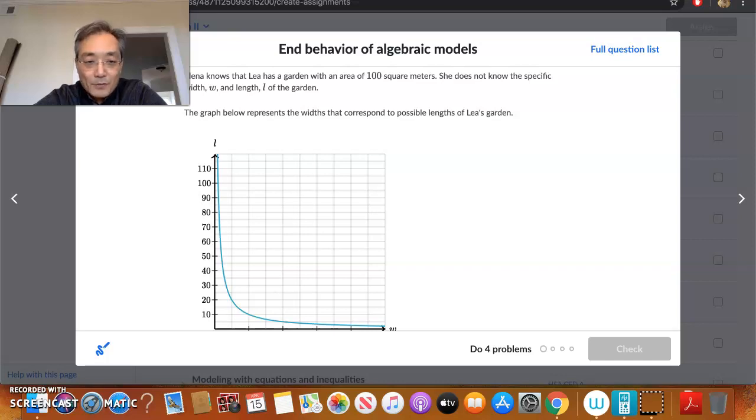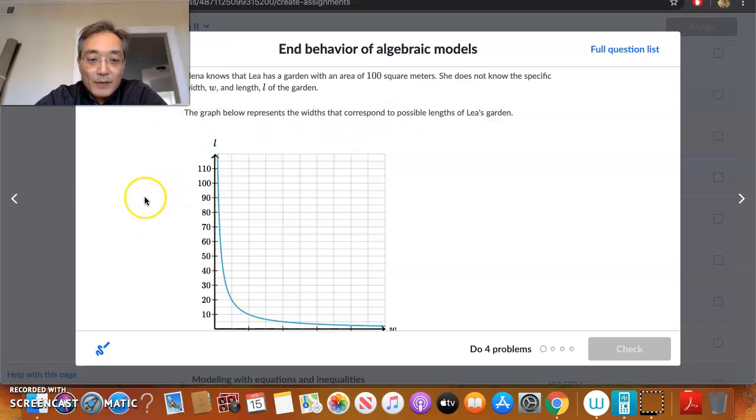All right. So the first problem says Elena knows that Leah has a garden with an area of 100 square meters. She does not know the specific width W and the length L of the garden. The graph below represents the widths that correspond to the possible lengths of Leah's garden.